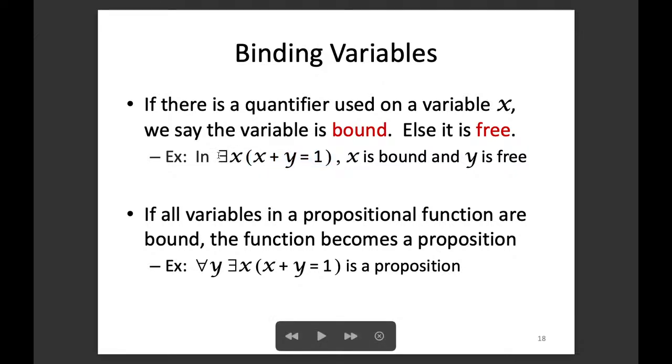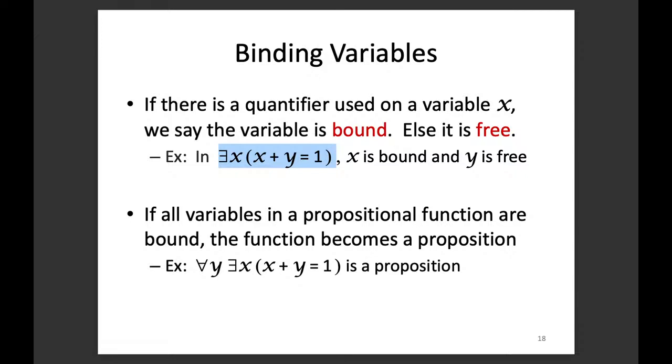But now, suppose that we have added there exists x here. So there exists x is now used to quantify this particular propositional function. The whole thing is there exists x such that x plus y is equal to 1. Now when the value of y is known, the whole thing becomes a proposition. So this is now a propositional function with just one variable.